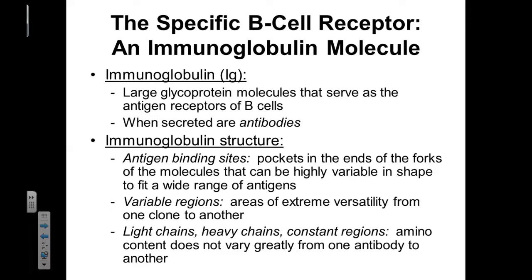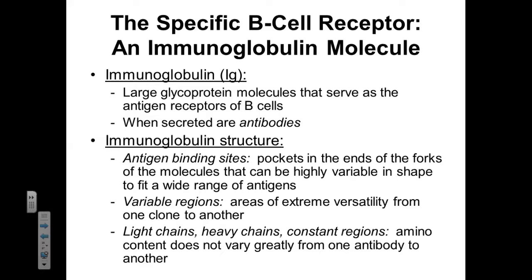Another term for an antibody is an immunoglobulin. Immunoglobulin is a technical term for antibody. An immunoglobulin, or antibody, is a large glycoprotein that serves as an antigen receptor on B cells. When it's secreted to the extracellular environment and not on the surface of the cell, it can also be referred to as an antibody. Generally speaking, most individuals use the term immunoglobulin and antibody interchangeably.